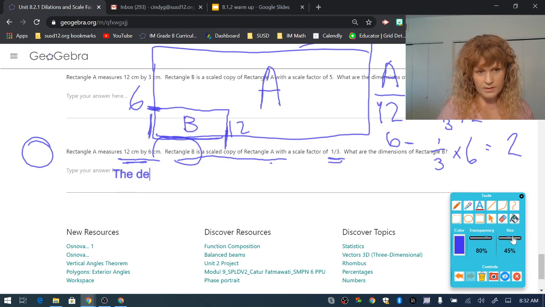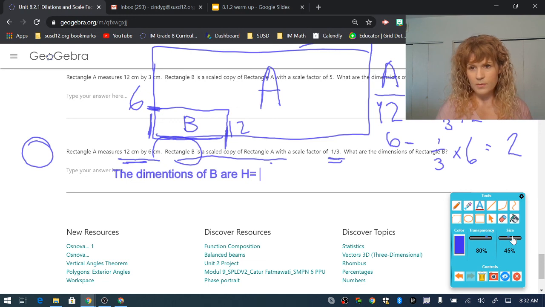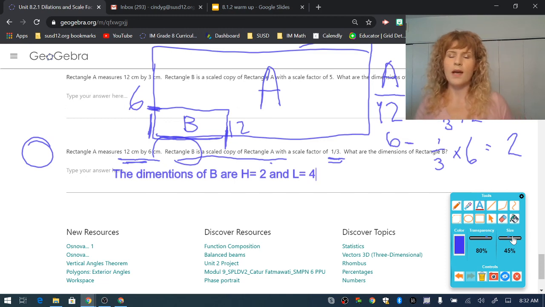Let me see here, the dimensions of B are height equals 2 and length equals 4. Okay, guys, do it on a piece of paper. Do your math. Don't just copy me. Do the math on a piece of paper so that you understand it.